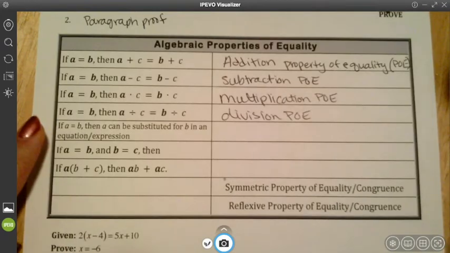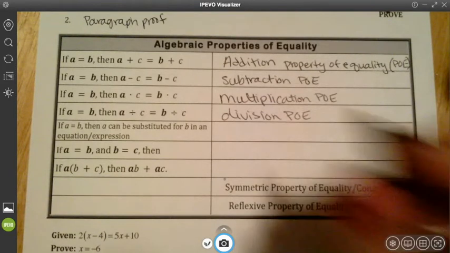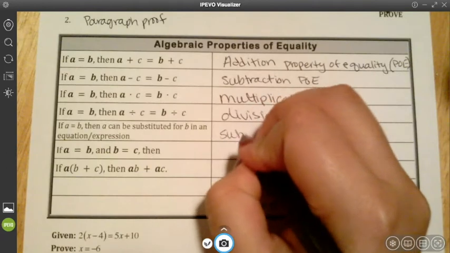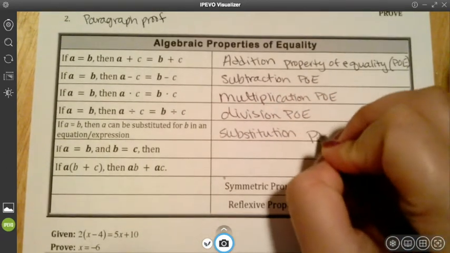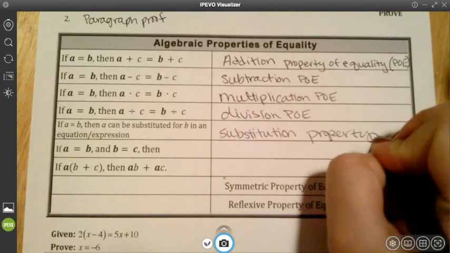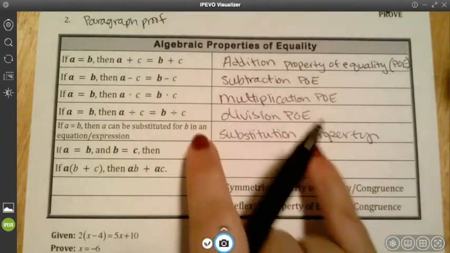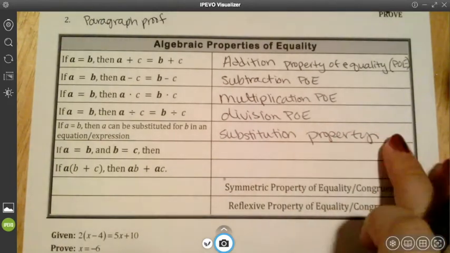And then we have a property where it says if A equals B, then A can be substituted for B. So this is when we have an equation and we have a value given and we use that value to substitute into the equation, for example. And that is the substitution property. For the substitution property, you can just write substitution. You don't have to write the word property.